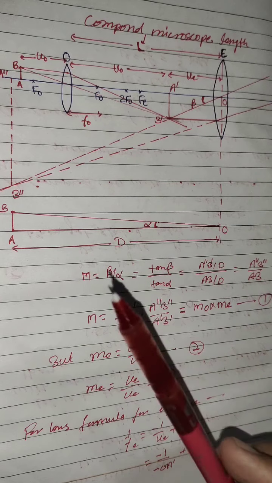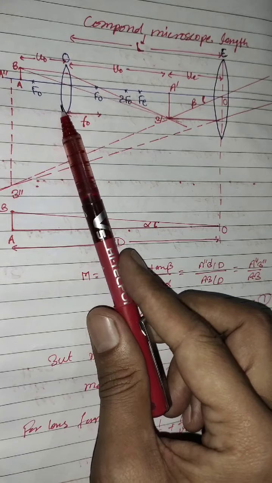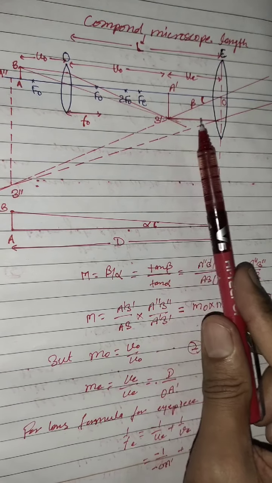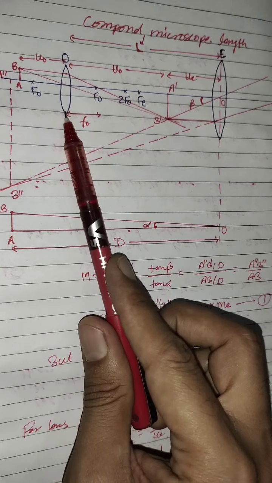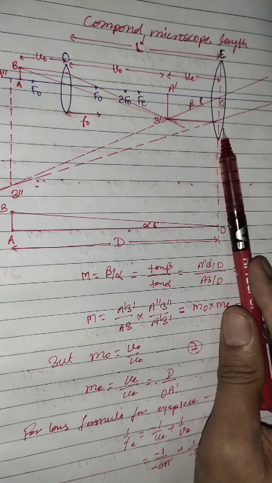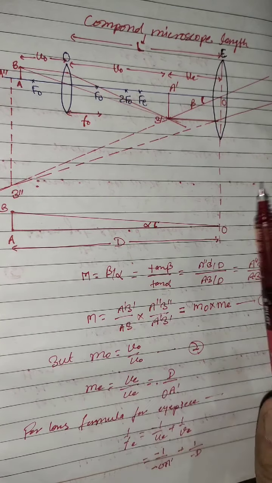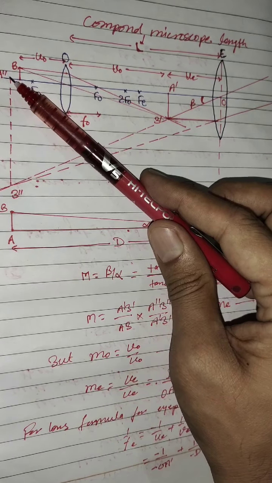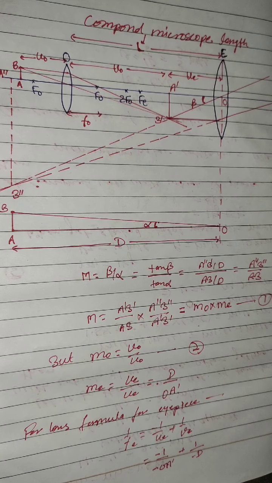First, whatever object is placed in front of the objective gets magnified by the objective, and then this magnified image of the objective works as the object for the eyepiece, and again gets magnified to a large extent and appears as the final image A double dash B double dash formed by the compound microscope. This is all about the working principle.